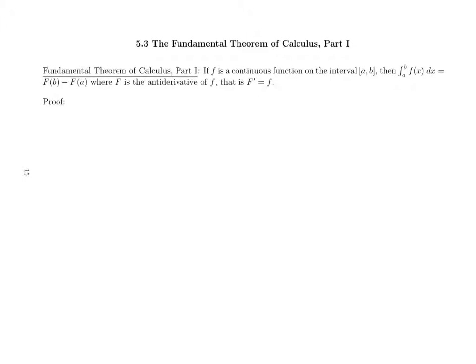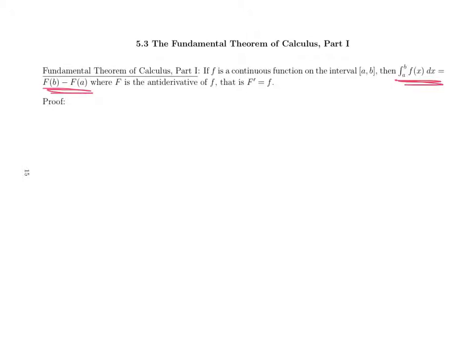But what it says is if we take a continuous function on an interval from a to b, and we take the integral from a to b of f of x dx, which hopefully you remember that for us that's representing area under the curve, right? Or a net area, change in area. So the integral from a to b of f of x dx is equal to capital F of b minus capital F of a, where F is the antiderivative of f. So in other words, capital F prime is equal to f.